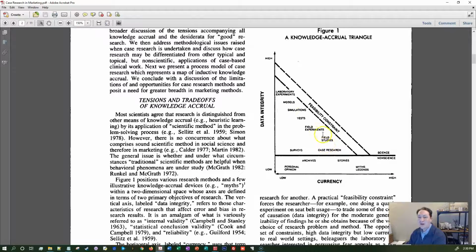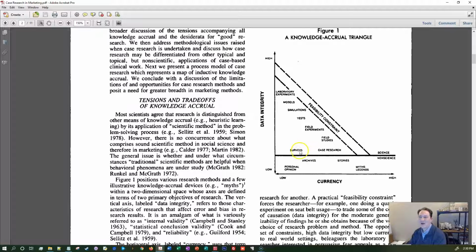When we get down to things like field experiments, field studies, and case research, though, they have a much lower level of data integrity. They're still science. They're still useful, but they are going to give us a lot more currency. And see, when I see a diagram like this, what I immediately think is, well, gee, maybe combining some of this kind of understanding here with some of this kind of understanding here helps us to overcome the weaknesses of both and allows us to get a lot more out of the exercise.